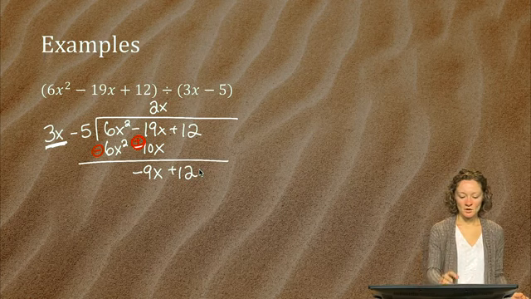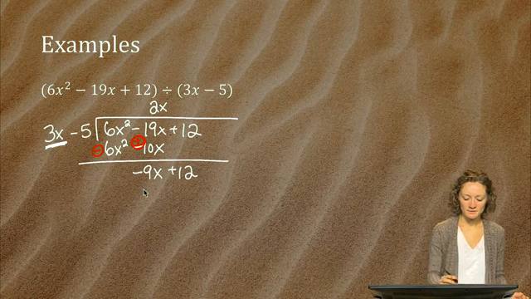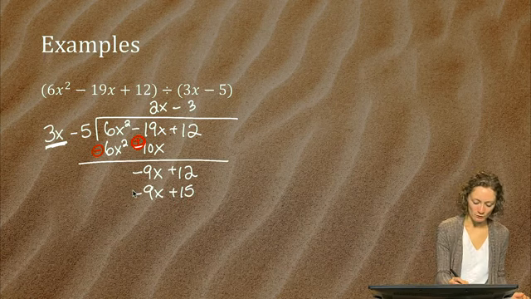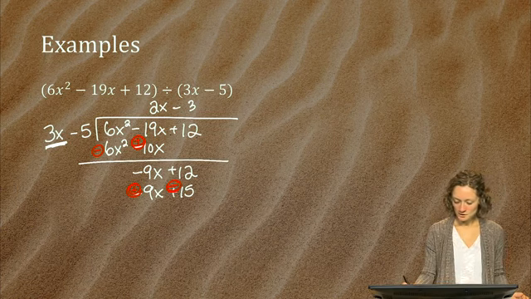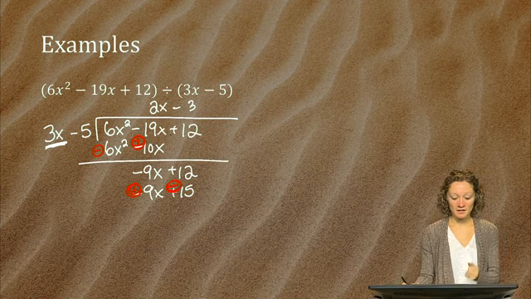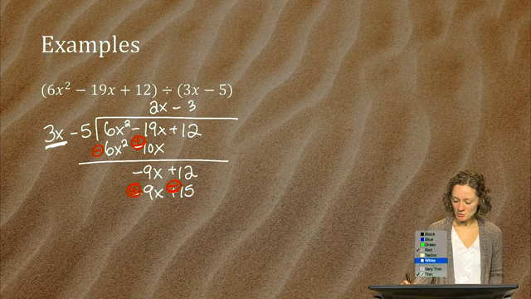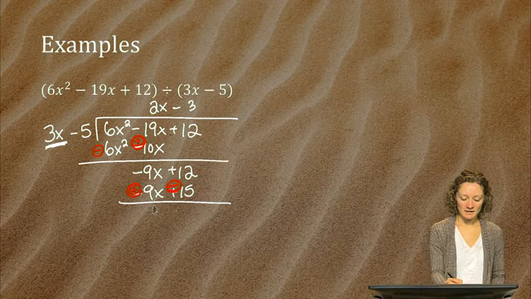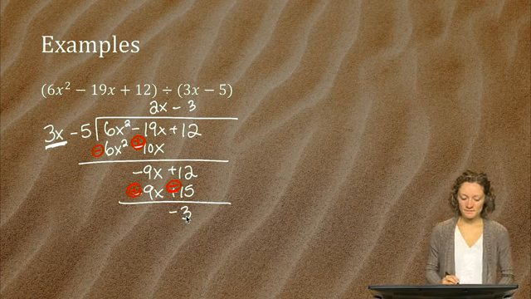Start all over again. What can you multiply 3x by to get negative 9x? Negative 3. Actually multiply it: negative 9x plus 15. Don't forget, each of these signs changes. Circling them is a good way to remind yourself and to point out which one is the actual most important sign. Combine negative 9x plus 9x, gone, positive 12 minus 15, negative 3.